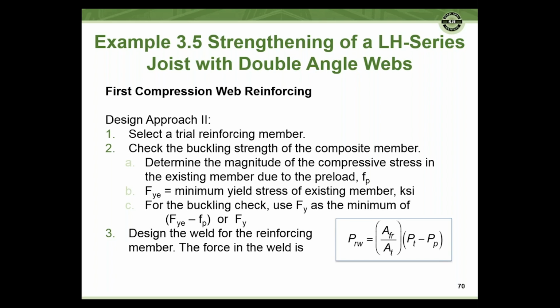And for a buckling check, what is the minimum yield stress we need to use? That minimum yield stress is going to be the yield stress minus the stress from our preload, and we're going to compare that to the yield stress of the steel we're using. Then we're going to design the weld for the reinforcing member. That weld is simply the equation Bruce mentioned before. We'll go through that when we do our example.